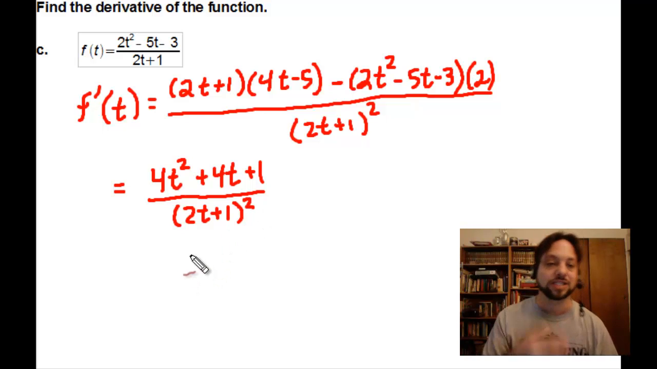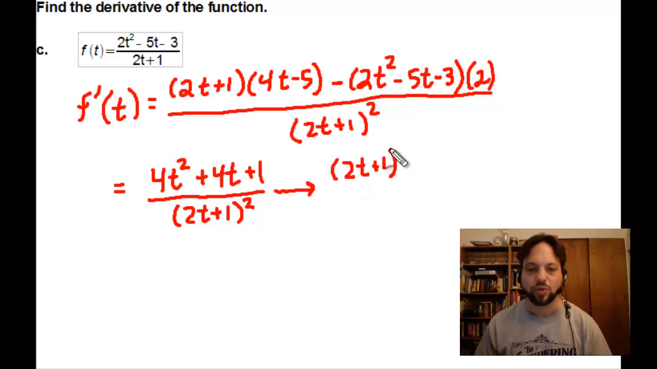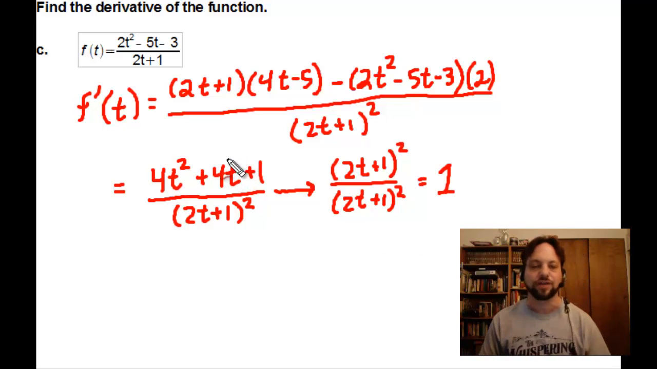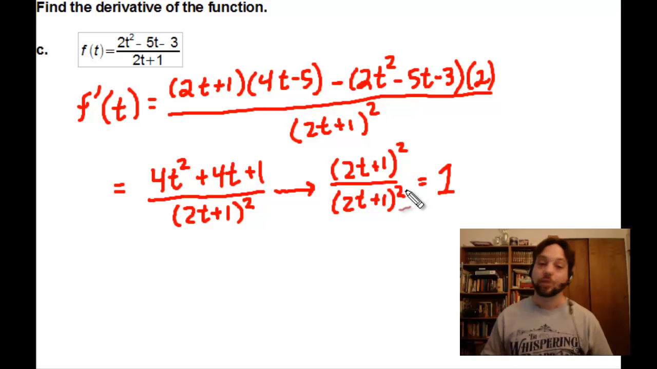Now some of you might look at this and say, oh, but wait a minute. The top, the numerator, looks like it's going to factor. And in fact, the numerator does factor. In this case, it factors to, oh wow, check this out, quantity 2t plus 1 squared. And then in the denominator, we still have 2t plus 1 quantity squared. That's very interesting. So it appears that the derivative of this nasty, nasty looking function is actually just 1. Wow. Well, that's very interesting.